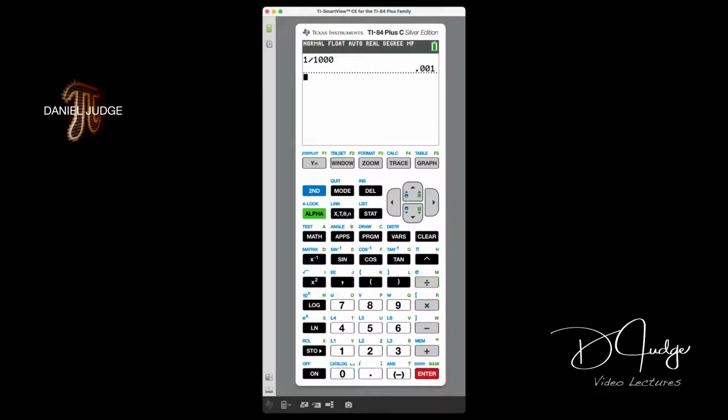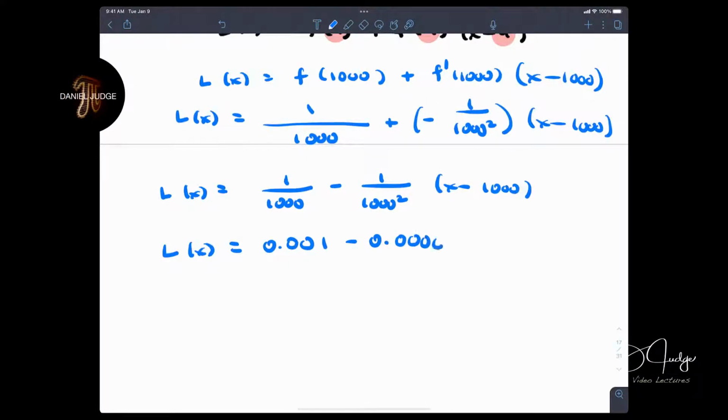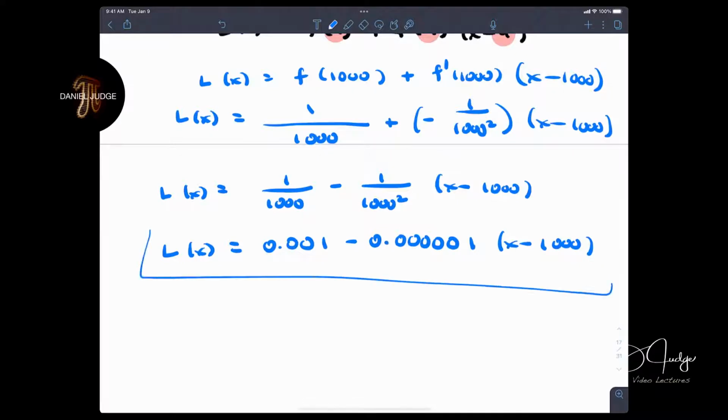So we're going to look in the TI here. This is 1 over 1,000. So 1 divided by 1,000 to the second power here, right? We're going to get that decimal value. And that's scientific notation. That's 1 times 10 to the minus 6, which means you're going to have 5 zeros in front of the 1. Okay, you got to move that decimal 6 spaces to the left here. So I got 5 zeros and a 1. Now this is x minus 1,000 here. And that's your linearization function here.